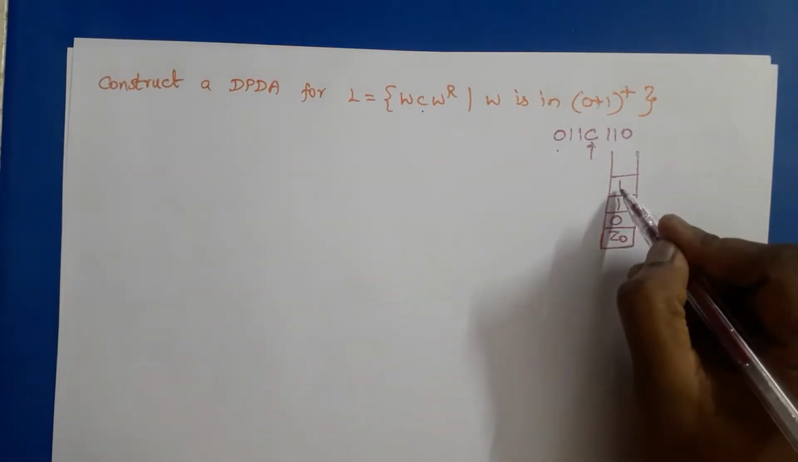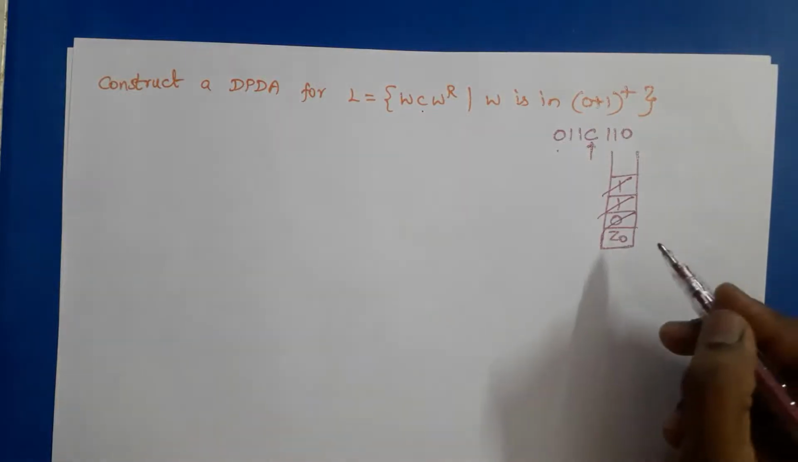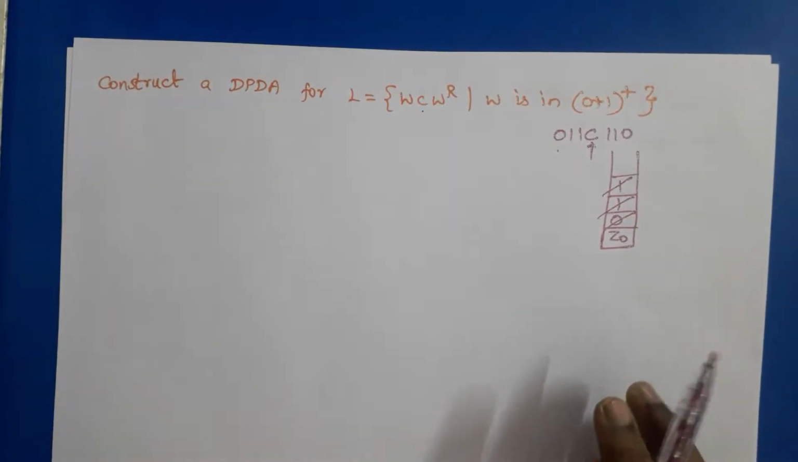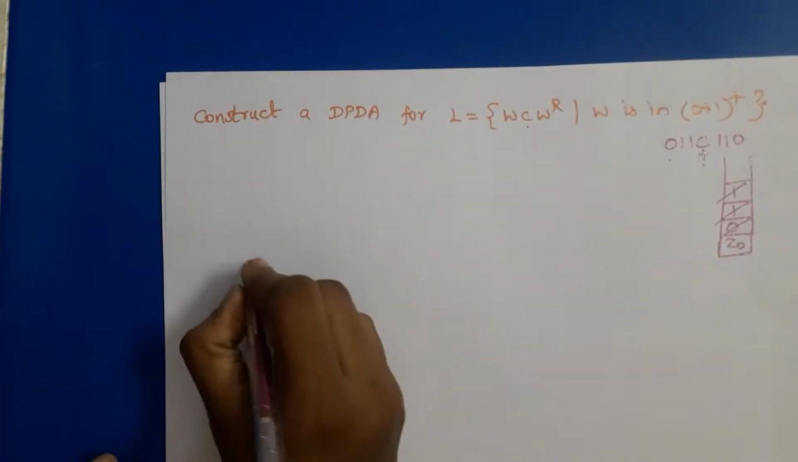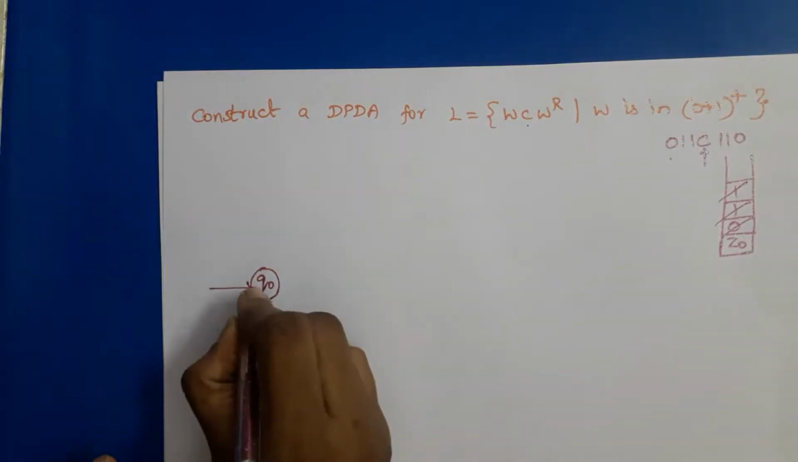The remaining input symbols should be matched with the top of the stack and pop should be performed continuously. So 1 is matched with 1 and this 1 is matched with 1, then 0 is matched with 0. So if we reach Z0, then the input string is the correct input string. So Q0 is the start state.